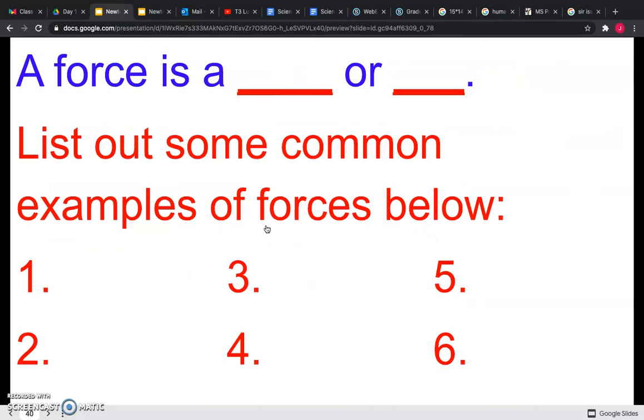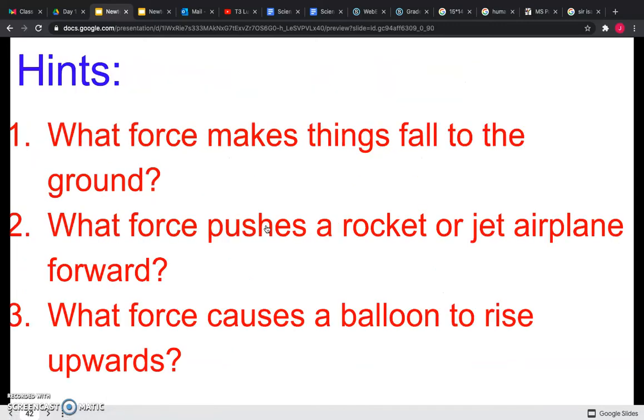Okay, and so then what is a force? A force is simply just a push or a pull. You probably know some forces. I know you've all talked about this before, so try to list as many as you can below there. Try to list 6 if you can, or even more. There's more than 6 forces in the world. There's lots of forces. If you're unsure, you can Google, right? That's allowed, right? Go ahead and Google different types of forces. Or you can try to answer some of these questions.